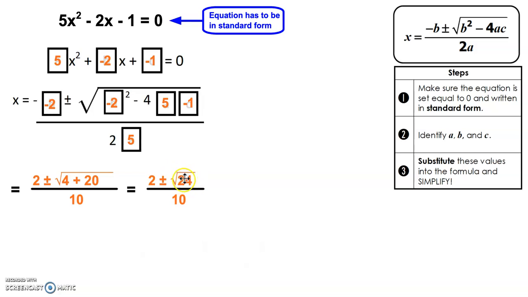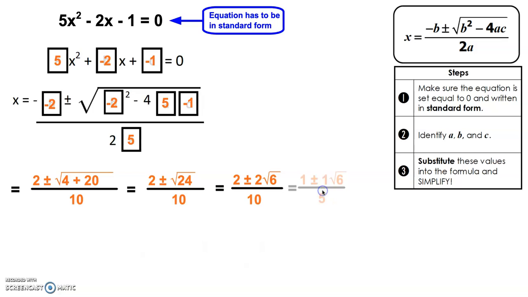Here, I can take the square root of 24, but it's not perfect. So I have to simplify the square root of 24. So remember how to simplify radicals, looking for that perfect square underneath. So I have 4 times 6, and I pull out that 2. From here I have to consider 2 plus 2 root 6 and 2 minus 2 root 6 over 10.